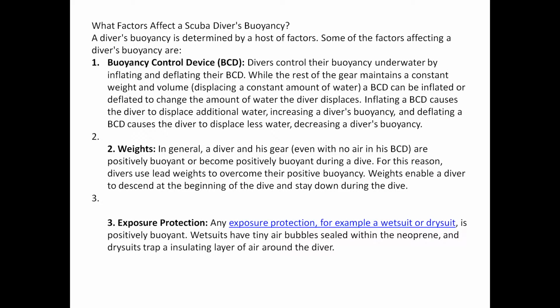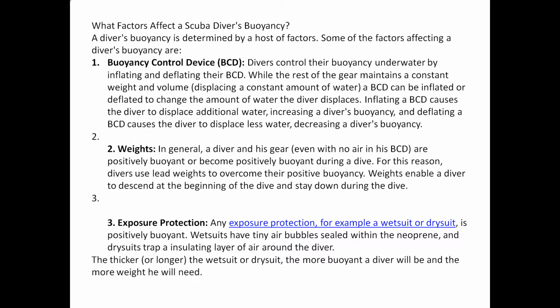Exposure protection. Any exposure protection, for example a wet suit or a dry suit, is positively buoyant. Wetsuits have tiny air bubbles sealed within the neoprene, and dry suits trap an insulating layer of air around the diver. The thicker the wetsuit or dry suit, the more buoyant a diver will be, and the more weight he will need.